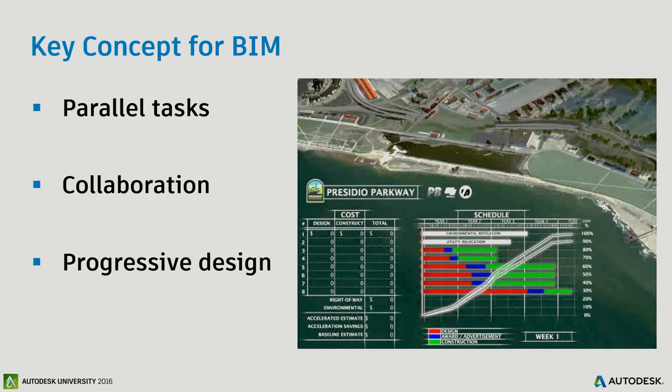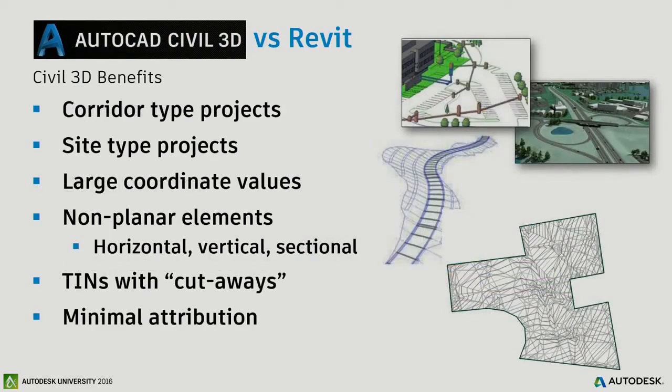So progressive design, we never have to go back to square one to start our design again. It's a continuum. So that's the overall concept for BIM. And now, what are the benefits or differences between Civil 3D and Revit, and why do we need to have both of them?